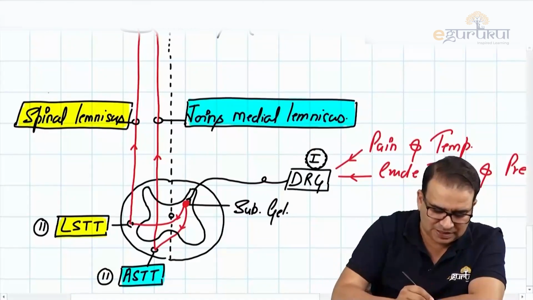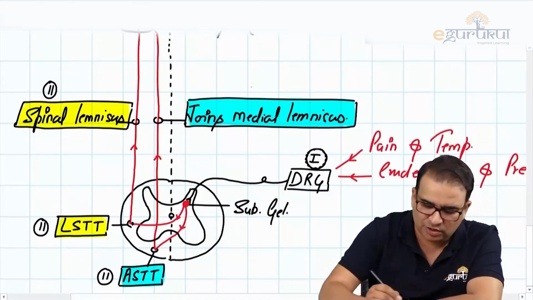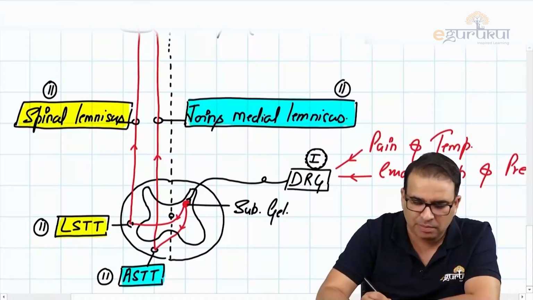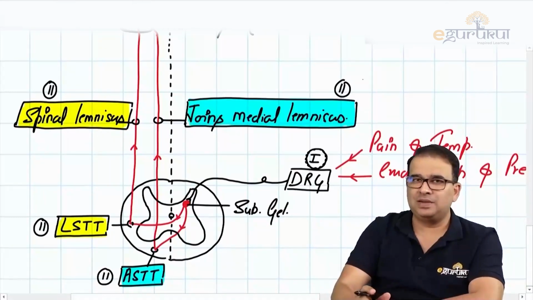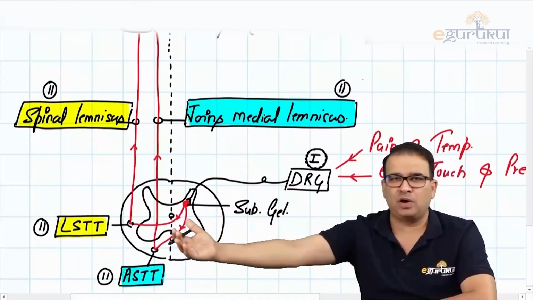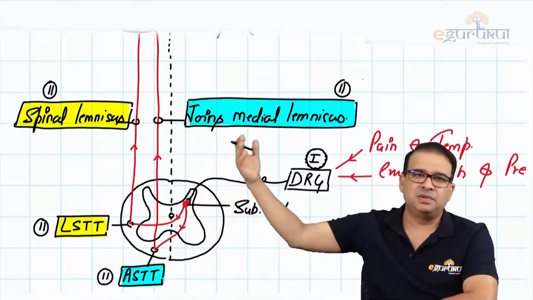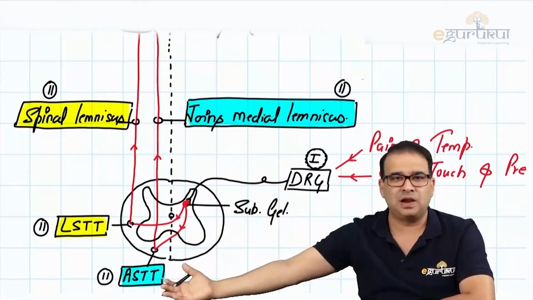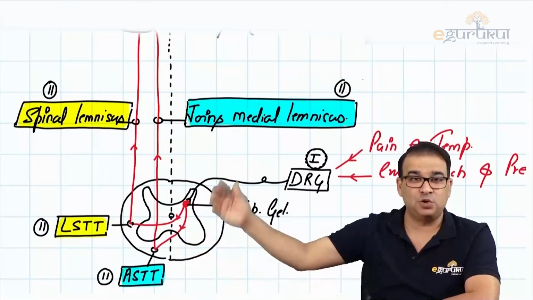So obviously these lemniscus are also which order neuron? They are also the second order neuron. It's just that the name you have to remember. We call it spinal lemniscus in the brainstem. In the spinal cord, we were calling it lateral spinothalamic tract. Similarly, here is the medial lemniscus. In the spinal cord, it was the anterior spinothalamic tract. This you have to know.